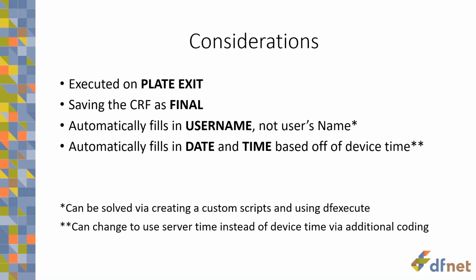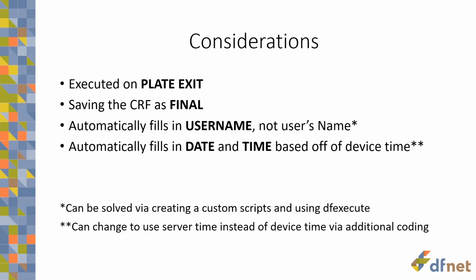It automatically fills in the username, not the name of the user. So if your username is S_Abraham, then that's what's going to be filled in, regardless of whether your name is something completely different. So when I randomized, it filled in my username, which was just Tadas. This can be altered and solved if you want to tackle it, but you could create a script that extracts information from the user database and then using DFexecute, but that is not implemented in the version that we are utilizing. And then it also automatically fills in the date and time based off of device time.